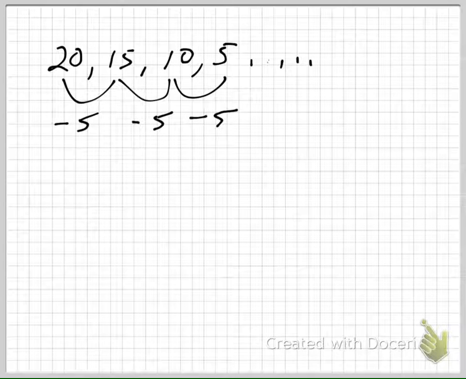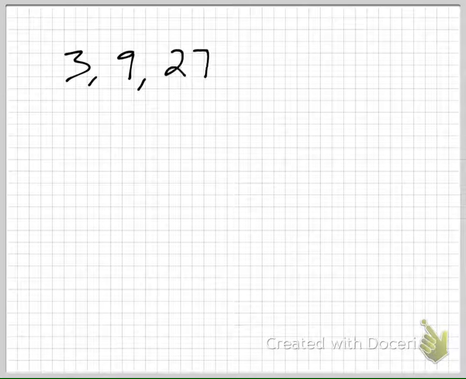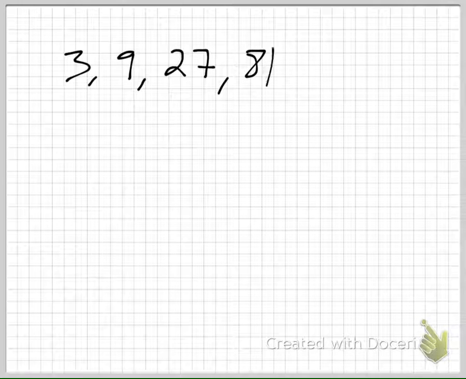Could you then tell me what the next 3 terms are? What would they be? 0, negative 5, negative 10. You all get that, right? This is something you've been doing since like 6th grade. What if I have this problem, though? What if I have this? 3, 9, 27, 81.